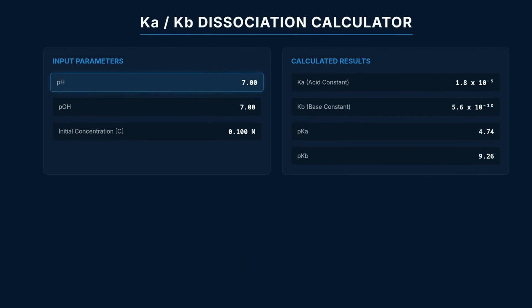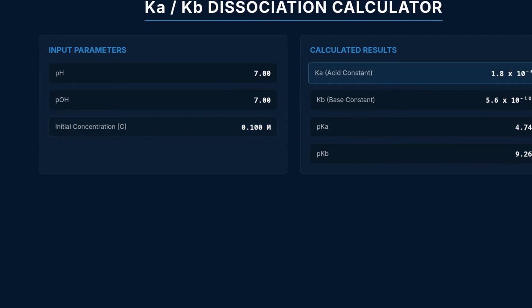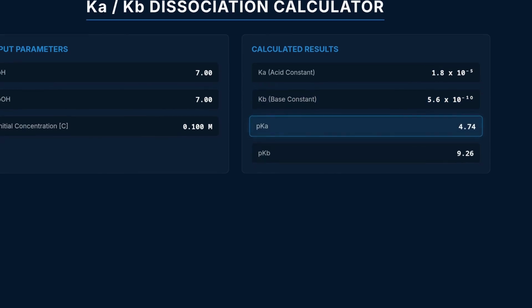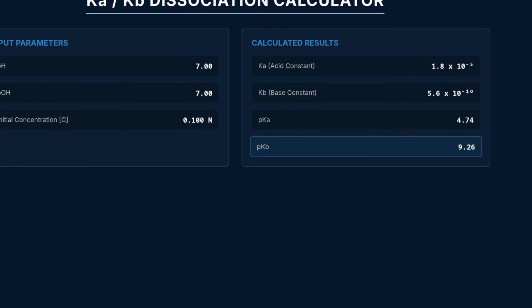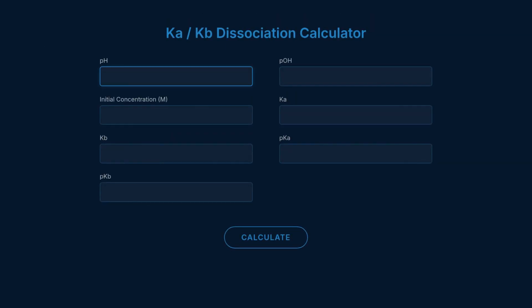For this demonstration, I'm using Calculate Ka from pH and concentration. The input fields include pH, pOH, initial concentration in molarity, Ka acid dissociation constant, Kb base dissociation constant, pKa, and pKb. For our example, I'll enter 10 for pH, 10 for pOH, 10 for initial concentration, 10 for Ka, 10 for Kb, 10 for pKa, and 10 for pKb.